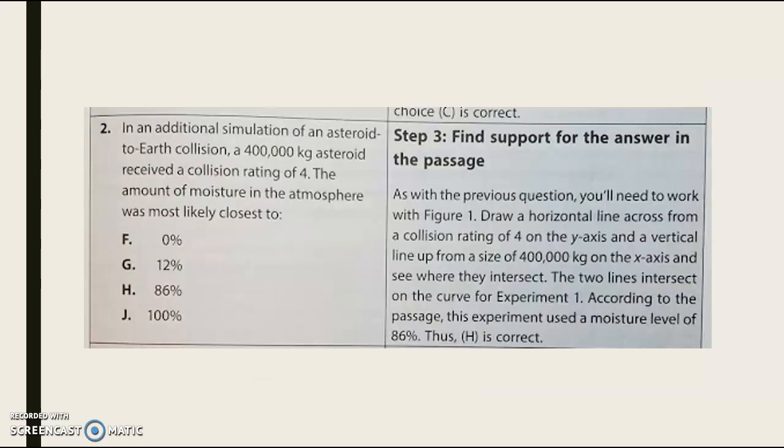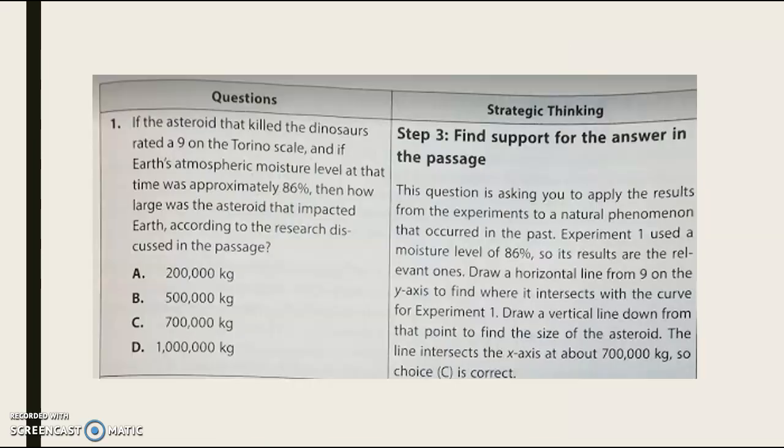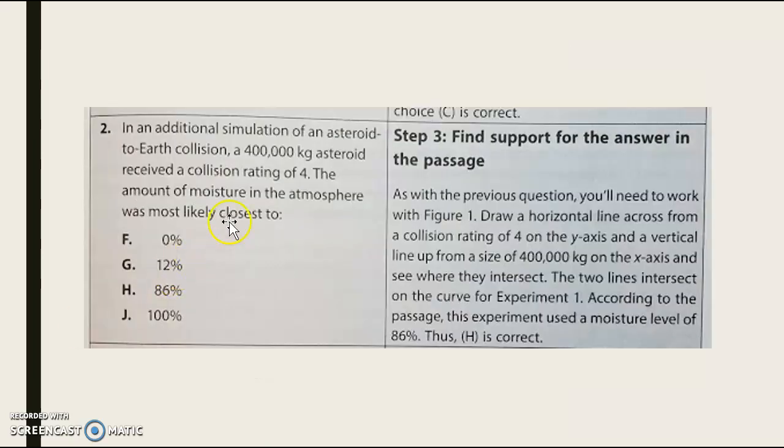Looking at question number 2. In an additional simulation of an asteroid to Earth collision, a 400,000 kilogram asteroid received a collision rating of 4. The amount of moisture in the atmosphere was most likely closest to. Okay, so let's go back to our graph. Let's look for a 400,000 kilogram asteroid, which is right here. We were looking at it having a collision rating of 4.